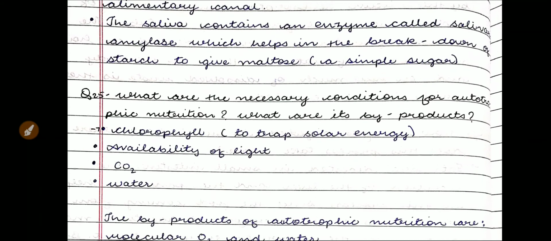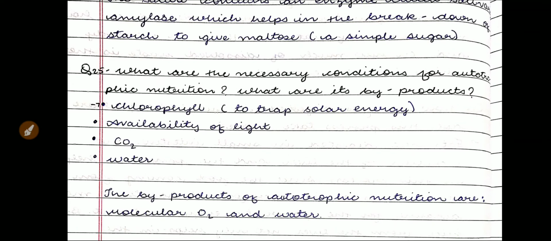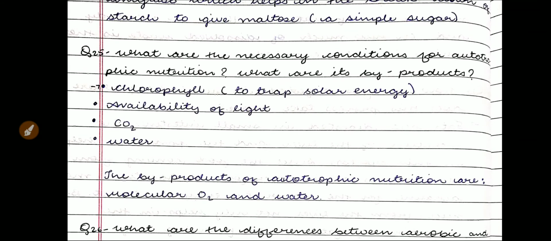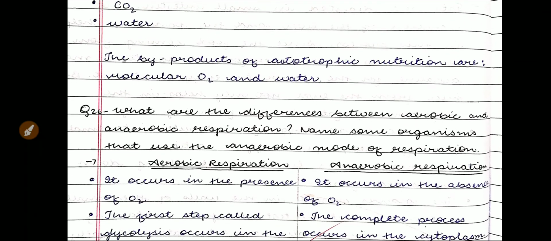What are the necessary conditions for autotrophic nutrition? What are its byproducts? First, there are 4 necessary conditions, students: chlorophyll to trap solar energy, availability of light, carbon dioxide, and water. The byproducts of autotrophic nutrition are molecular oxygen and water.